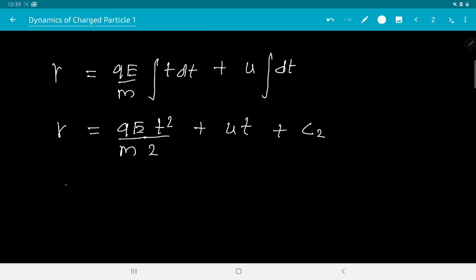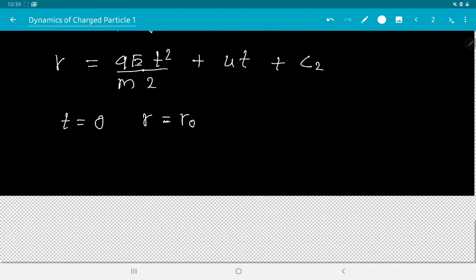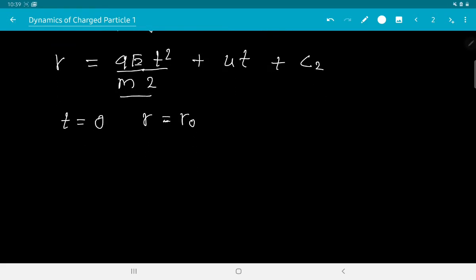To find the value of c2, again we will equate t equal to 0 at the beginning. So at that time the displacement will be equal to the initial position of the particle, whatever initial position is there. So these two terms are going to get equated to 0, and we will get c2 is equal to r0. Everything else is going to become 0. So this will be the initial displacement of the particle.